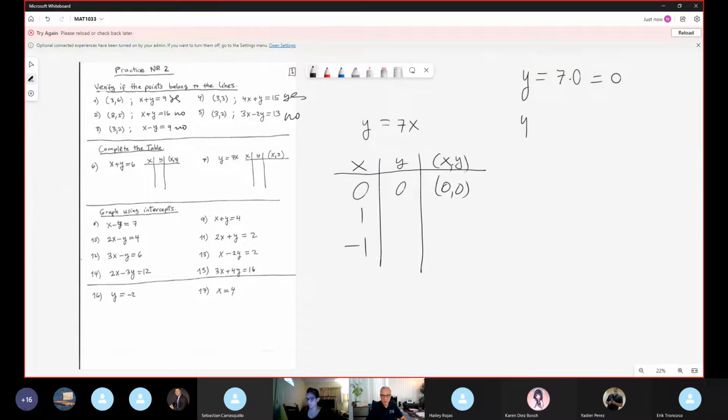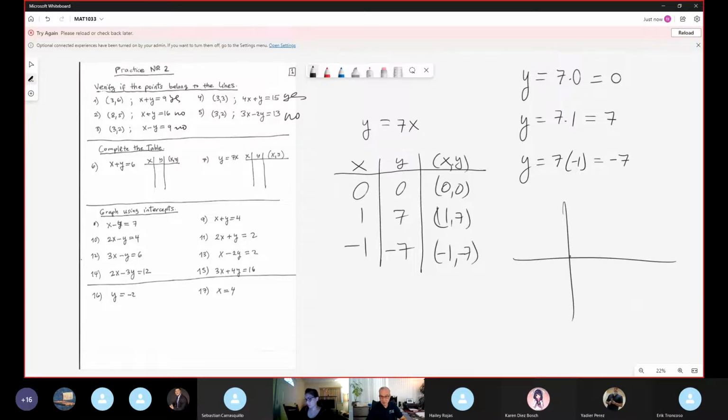Y equals 1. Y equals 7 times 1 is 7. So it is 1, 7. And negative 1: y is 7 times negative 1, which is negative 7. And the point is 1, negative 1, sorry, comma negative 7. It's very interesting because the line looks like that. Look, 0, 0 is the origin.